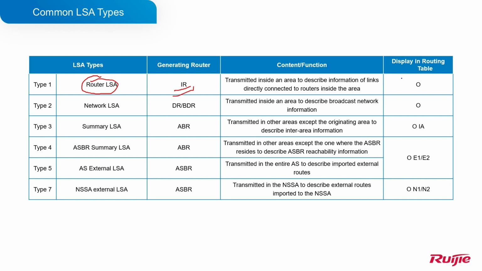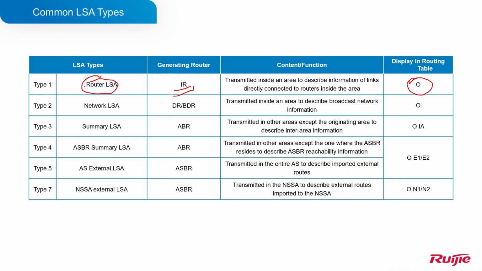If we want to see this LSA information, we can use show ip ospf database. And for the LSA information, we also can see it in the routing table. So if we use show ip route, we can see the O mark in our routing table. It means it's type 1 LSA.